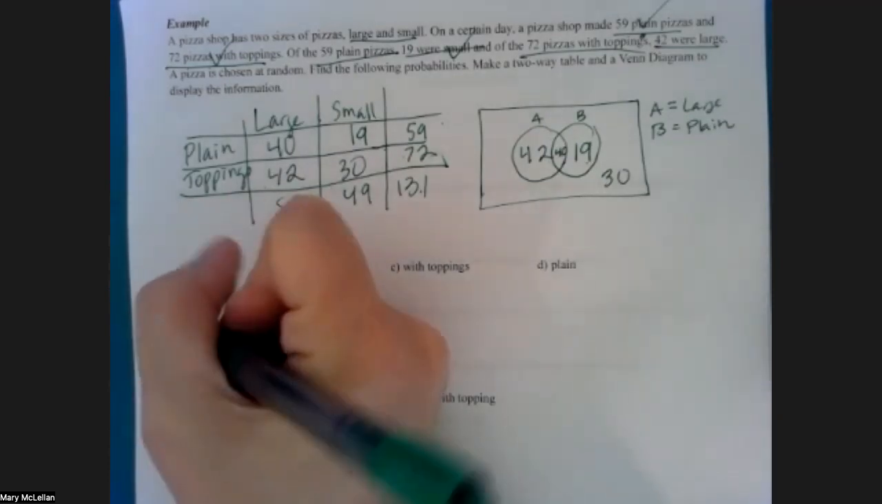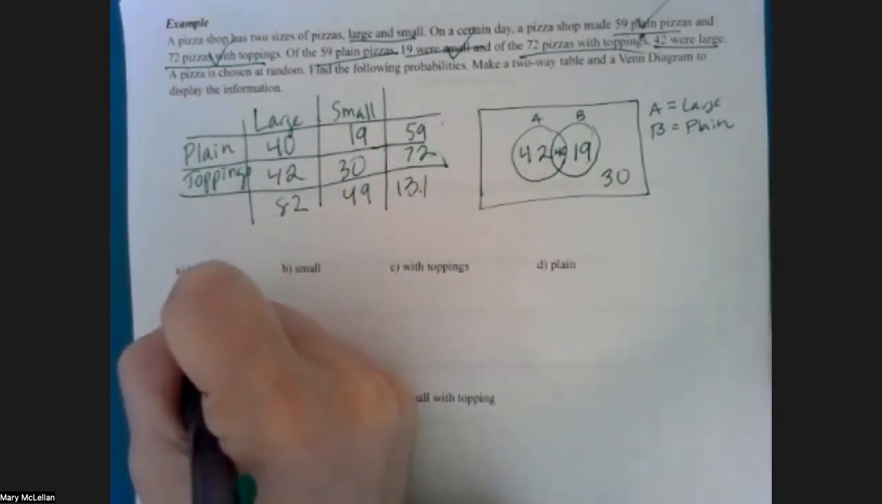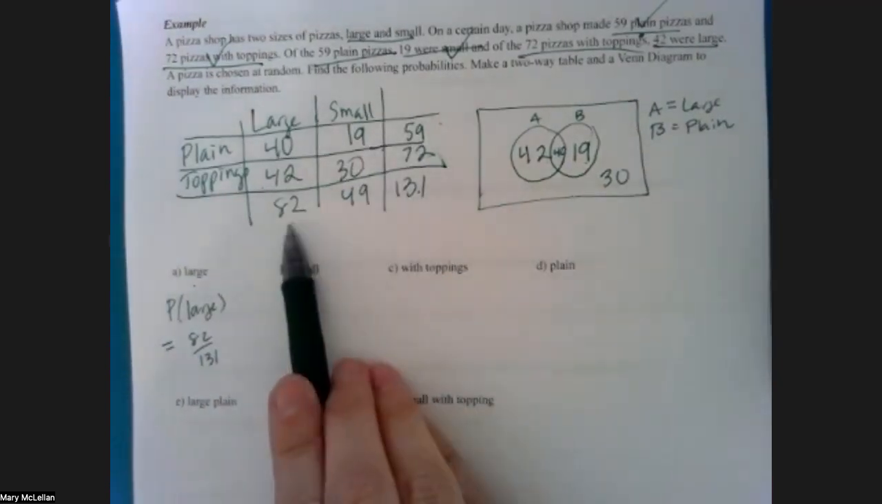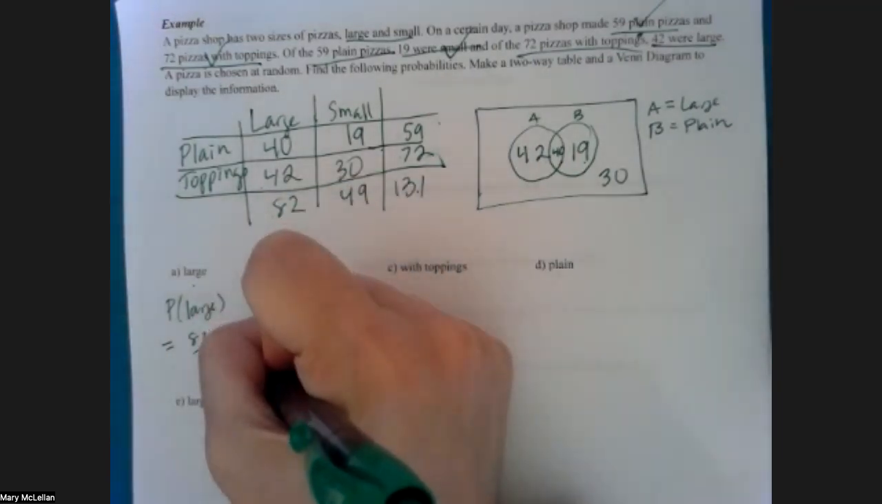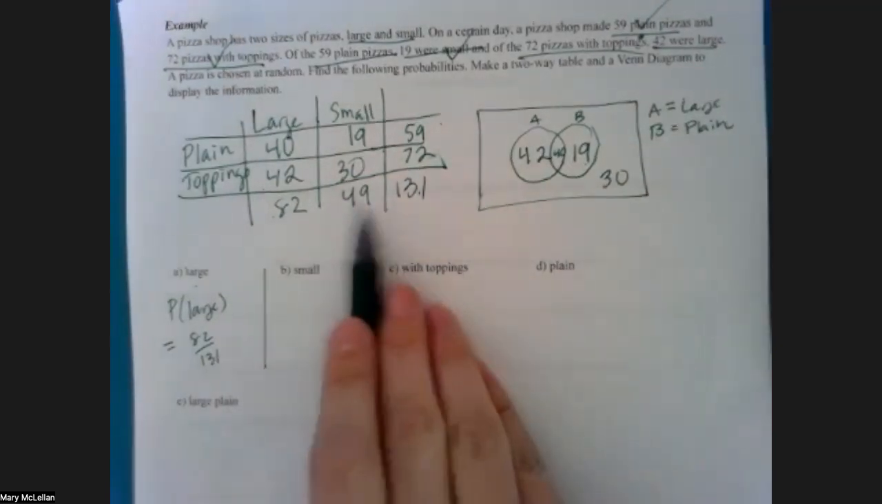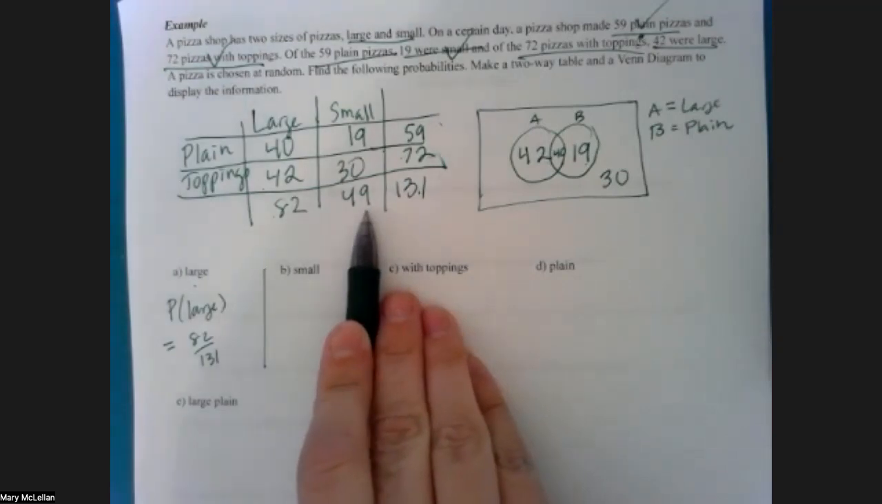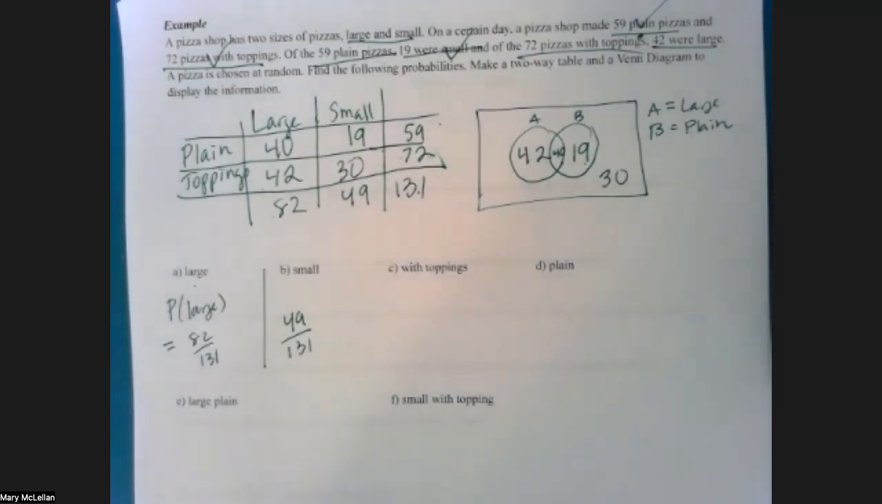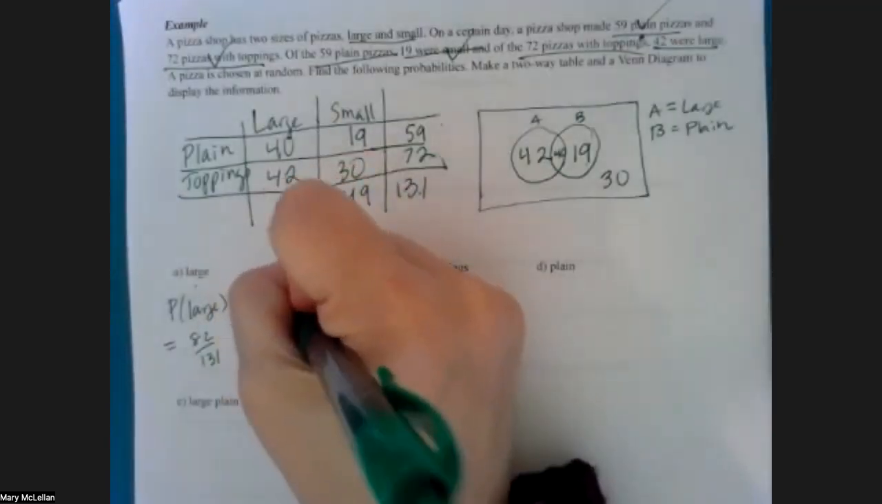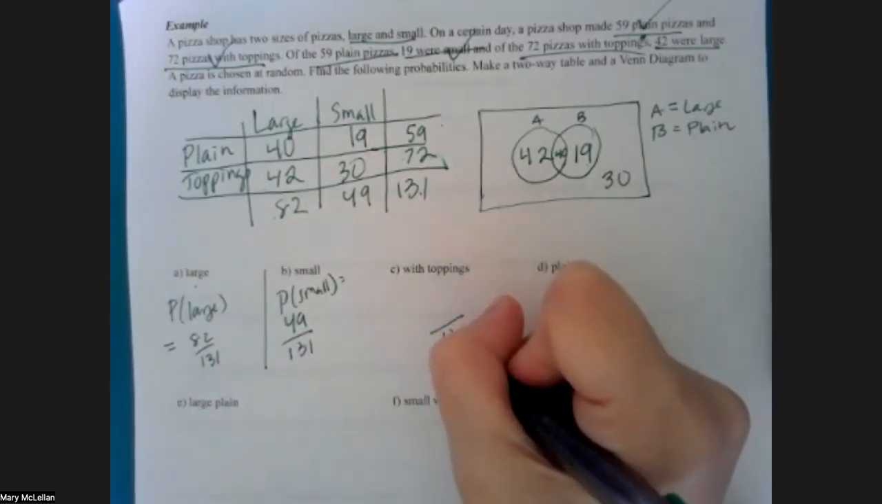The probability that you get a large pizza is equal to 82 over 131, because there are 82 large pizzas out of a total of 131. Probability of small. Okay, if you are a small pizza, there's 49 of you. That's going to be 49 over 131. Notice that for all of these, the denominator is the same. It's always 131. So let's just set that up.